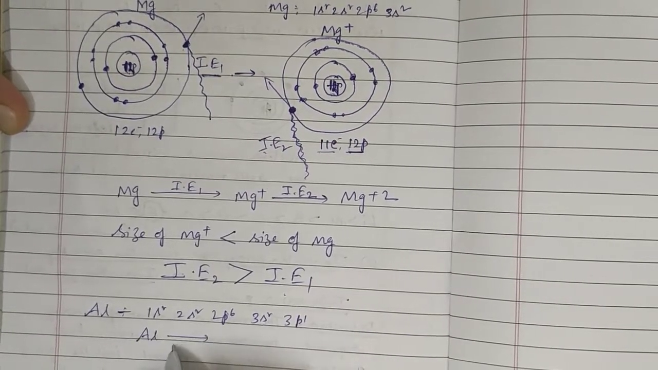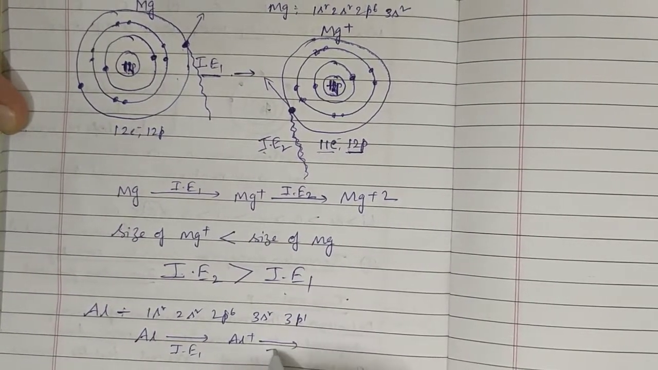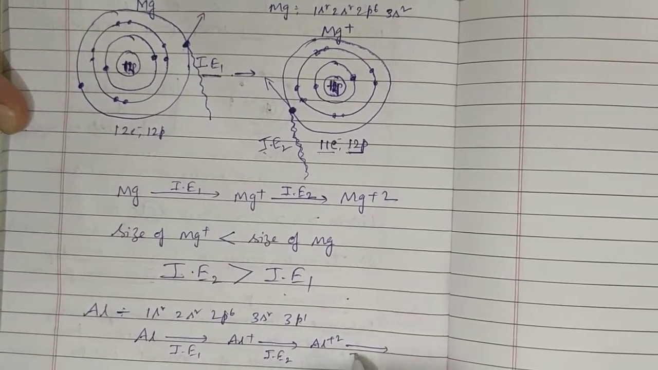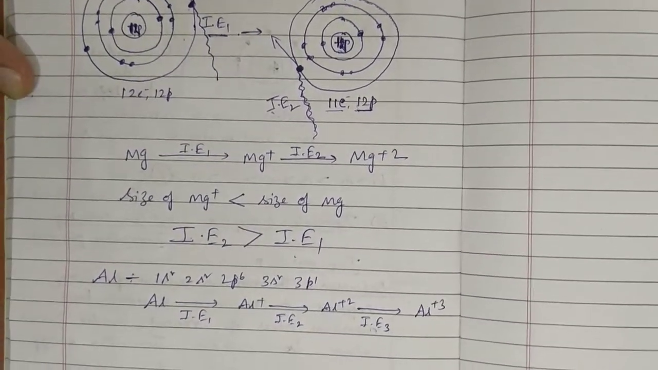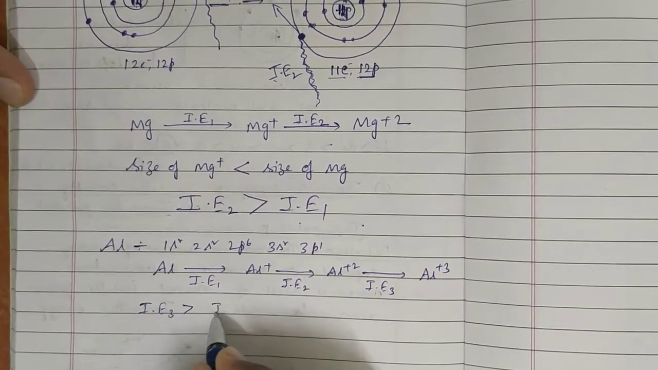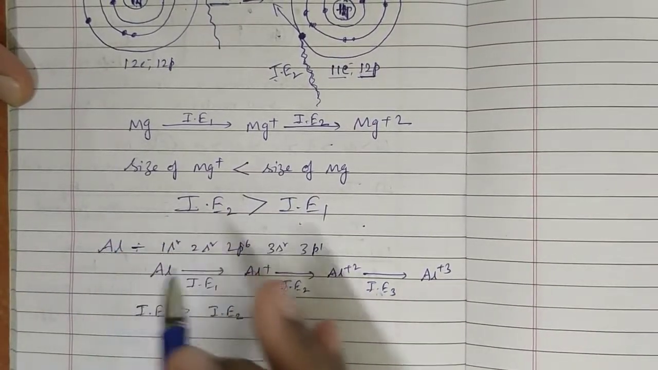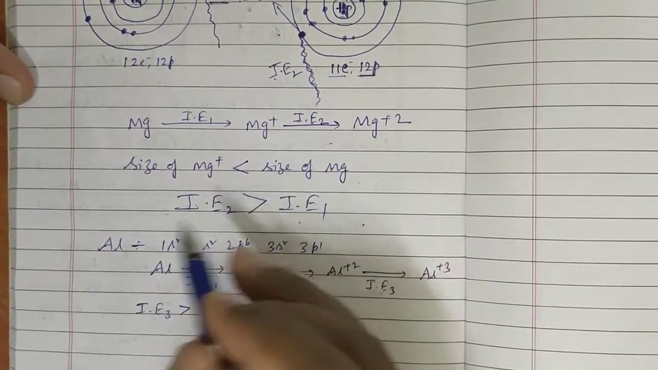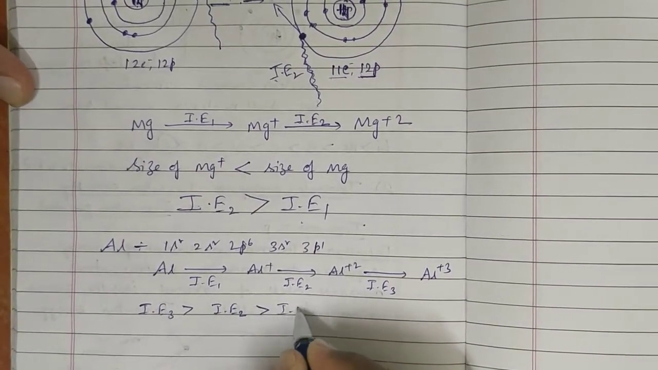Aluminium, by gaining IE1, will be converted to Al+. This Al+, by gaining IE2, is converted to Al2+. This Al2+, by gaining the third ionization energy, will be converted to Al3+. Then what about the order of IE1, IE2, IE3? IE3 is greater than IE2 because the attraction is increased. Already I told clearly, when the charge on the cation increases, size decreases. So IE3 is greater than IE2, which is greater than IE1.